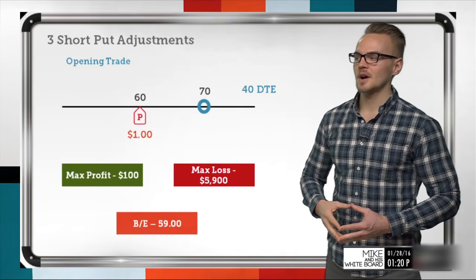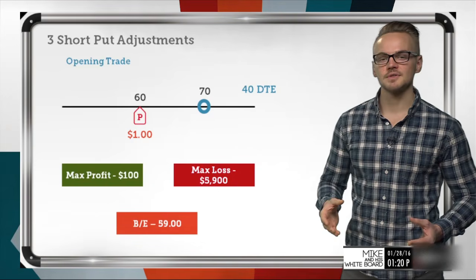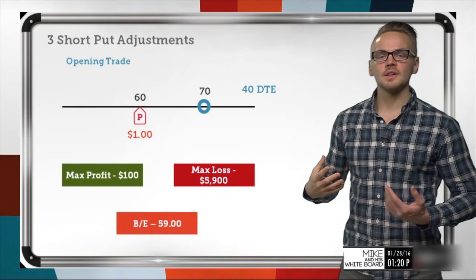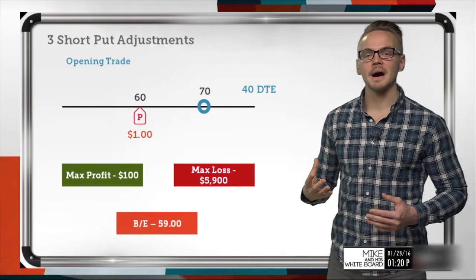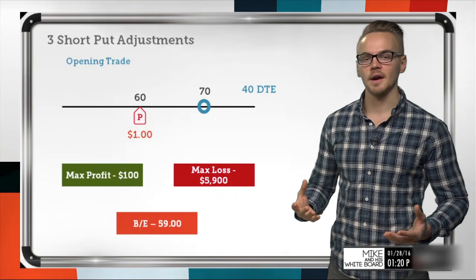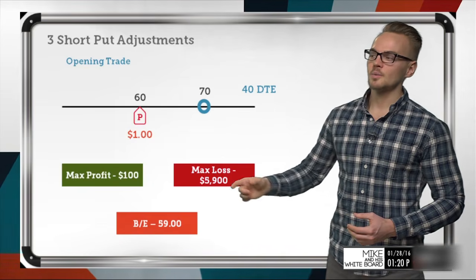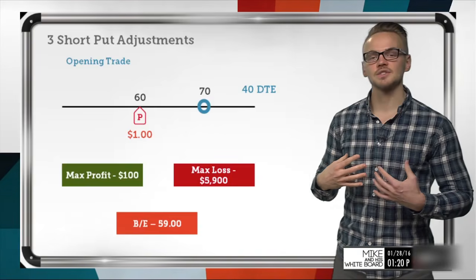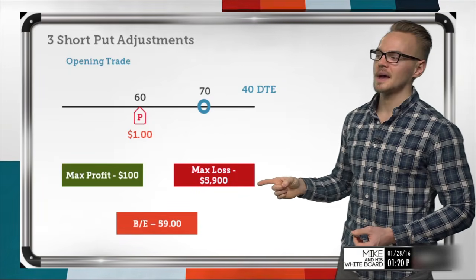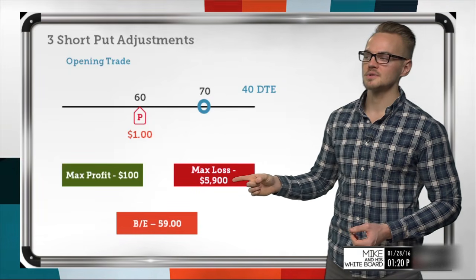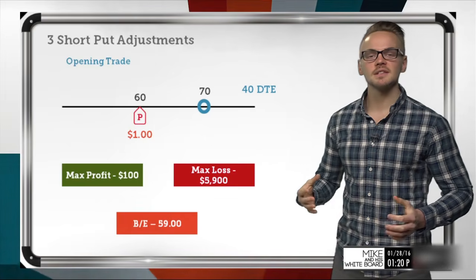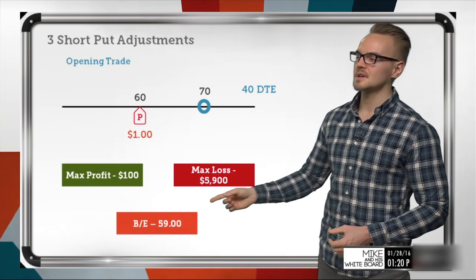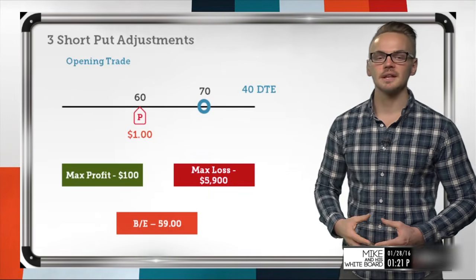For that reason, our max loss would be $5,900 as opposed to the $6,000 you might assume. While a short put does give us the right to buy 100 shares at our strike price of 60, we sold the option for $1. So we can use that credit, that cash credit we received, to offset our max loss by $100, which you can clearly see here. And because this is the opening trade as we discussed yesterday, our max loss is going to be equivalent to our break-even point in this situation.